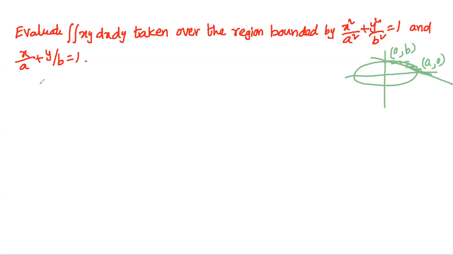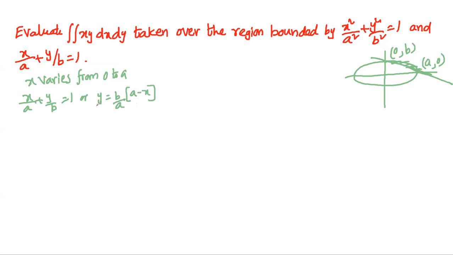Now x varies from 0 to a. In that case, x by a plus y by b is equal to 1, or y is equal to, I'm writing the direct step, because y by b is equal to 1 minus x by a. Y is equal to b of 1 minus x by a. 1 minus x by a, what can we write? A minus x by a. So b by a into a minus x.